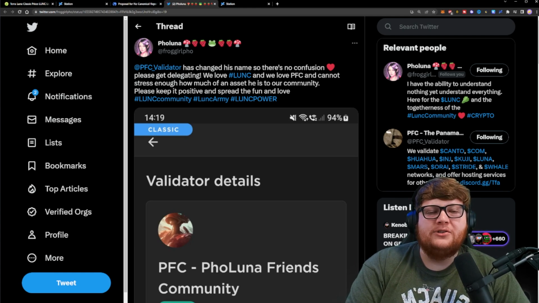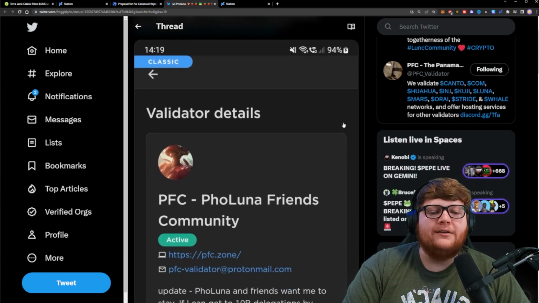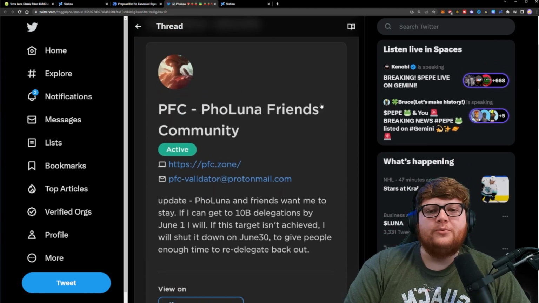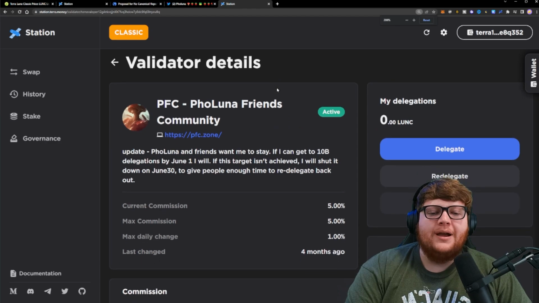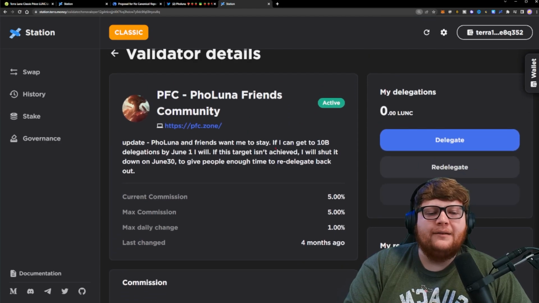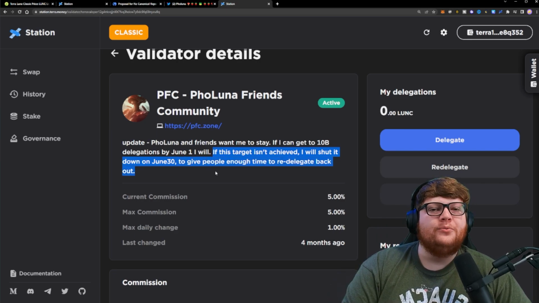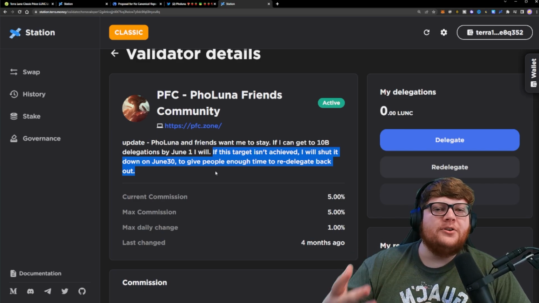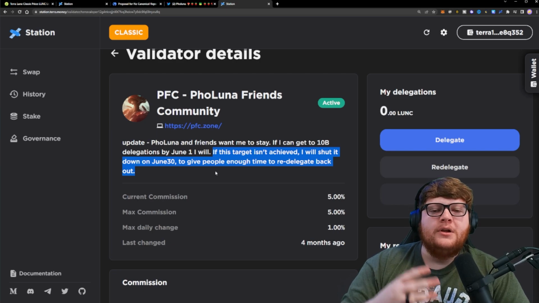PFC is going to have to shut down their validator unless they can get a lot of new delegations to help support it. They mentioned in a post that it's just not worth running the validator because right now they're losing money. So they changed their validator name to make this as clear as possible. Basically, if they can get 10 billion delegations by the 1st of June, they'll be able to stay in the Terra Luna Classic ecosystem. If not, they're going to have to shut down the validator on the 30th. They're going to wait till the 30th so that people have time to redelegate out of their validator, and don't get stuck delegated to them when they shut down and aren't earning rewards for a little while. So they're being considerate there.